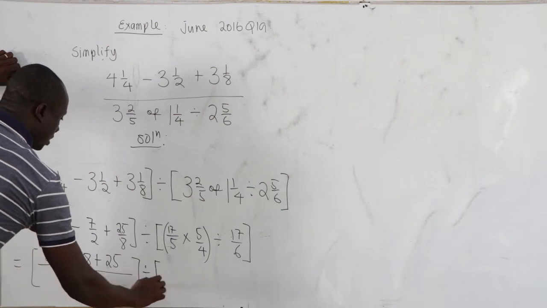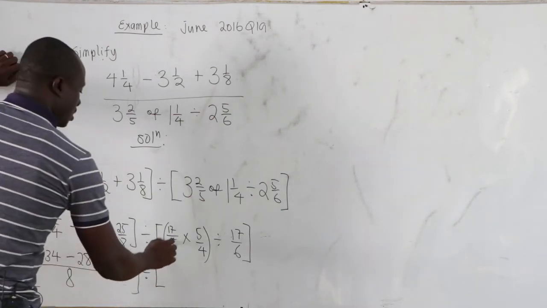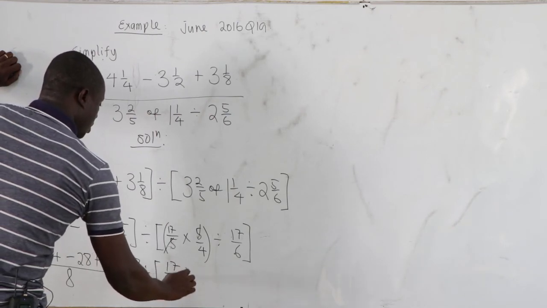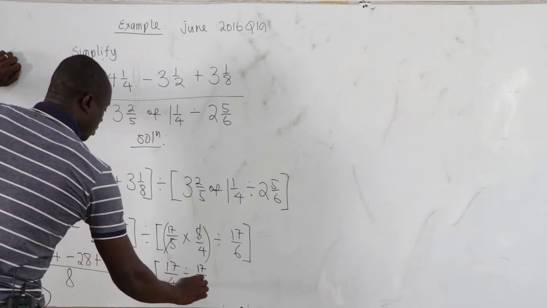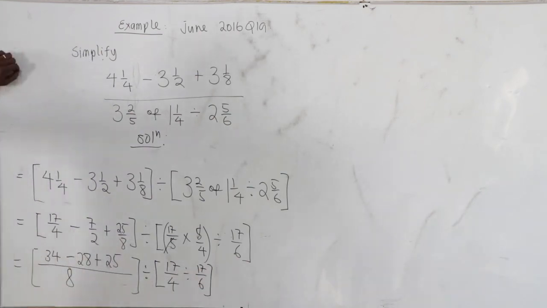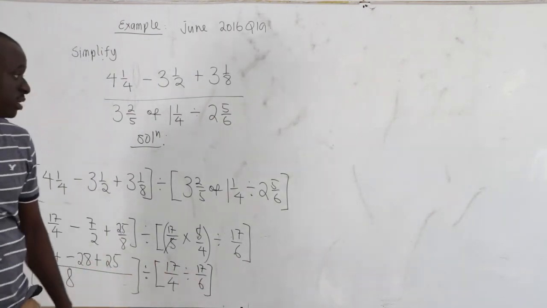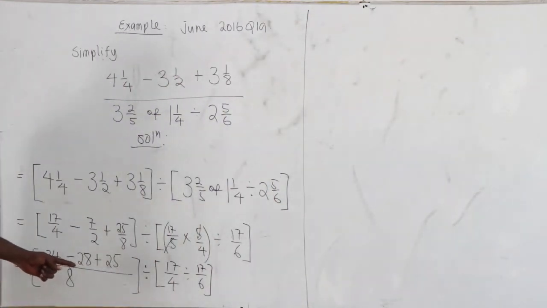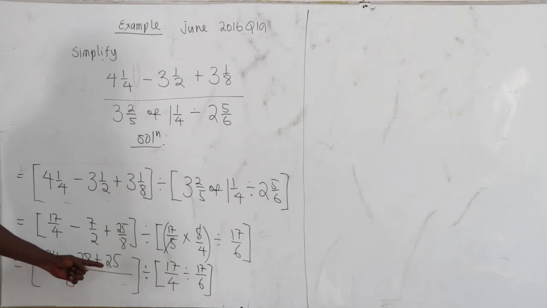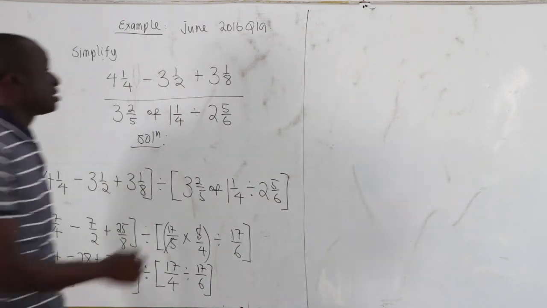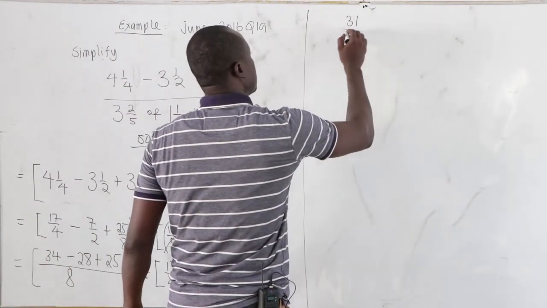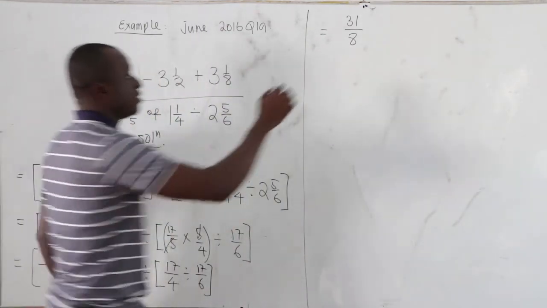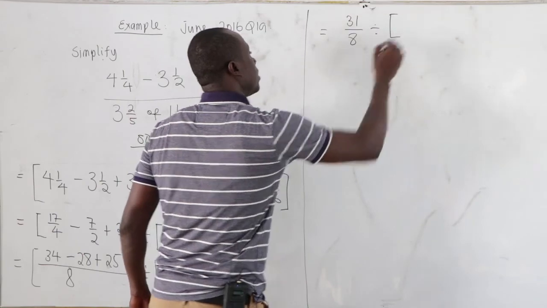Divided by, now let's see the denominator. What can we see here? This 5 will cancel this 5, so you have 17 over 4 divided by 17 over 6. Now in the brackets, the division will change to what? Multiplication. Now, working on this, 34 minus 28 plus 25, that is giving us 31 all over 8.